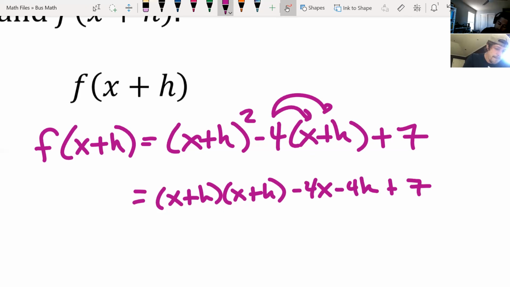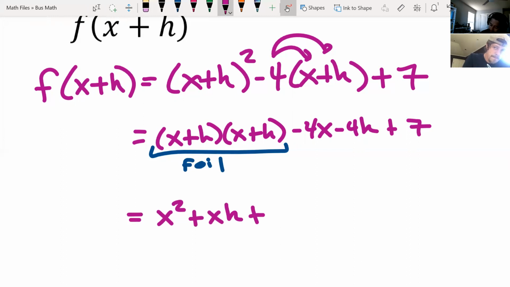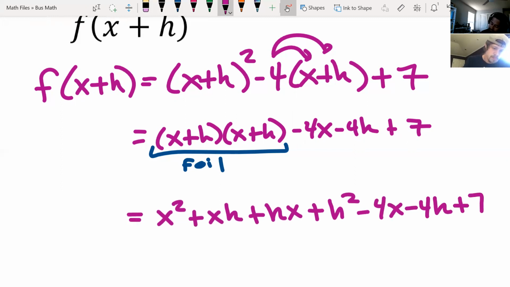Okay. And then once again, we have to FOIL the x plus h's. So x times x is x squared. x times h is xh. h times x is hx. And then h times h is h squared. Minus 4x minus 4h plus 7.